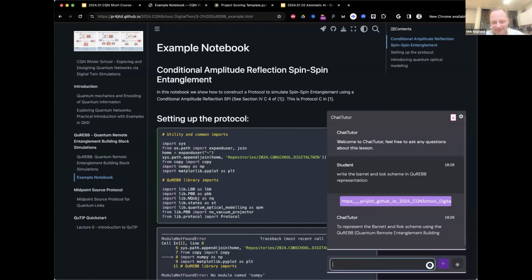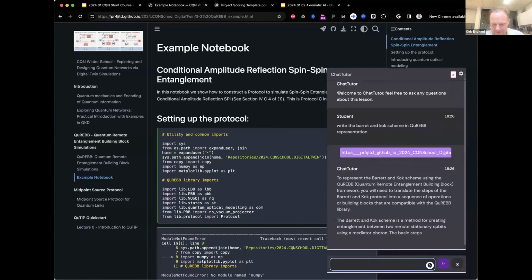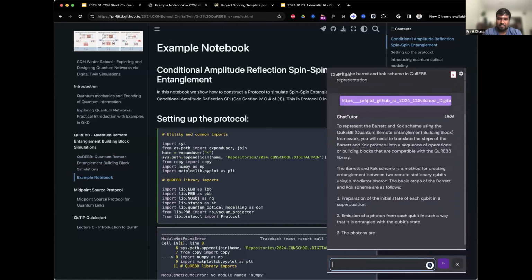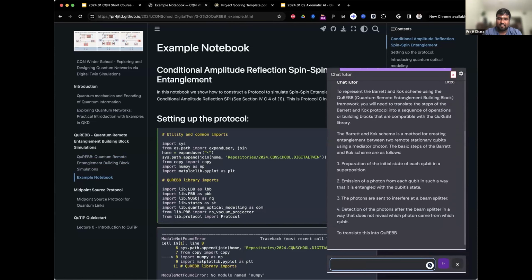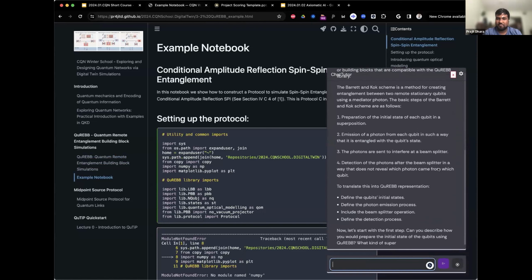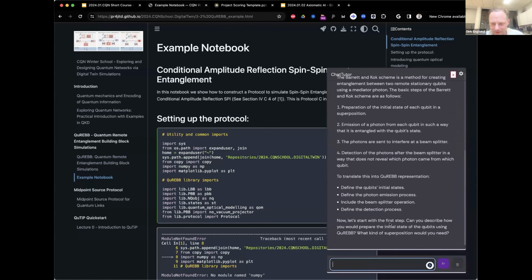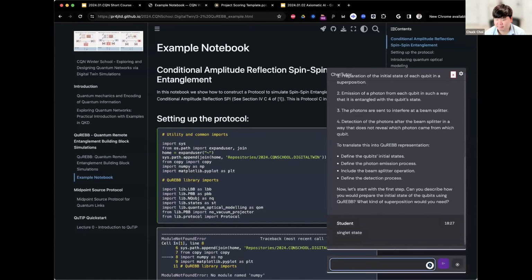Let's see. Okay. All right, it knows it. So far, so good, right? It's getting it. What kind of superposition would you need? How would you like to prepare the initial state of the qubits using QRep? Say plus or minus singlet states. That's very polite of it to ask.